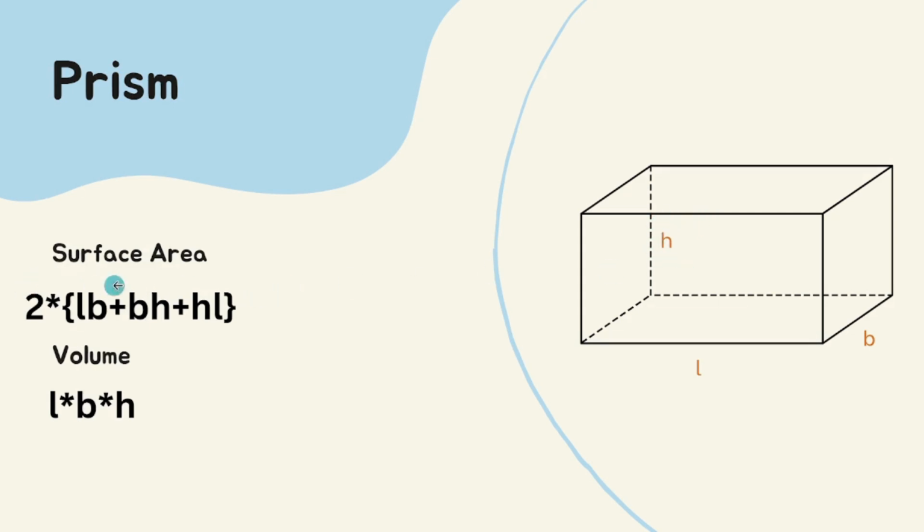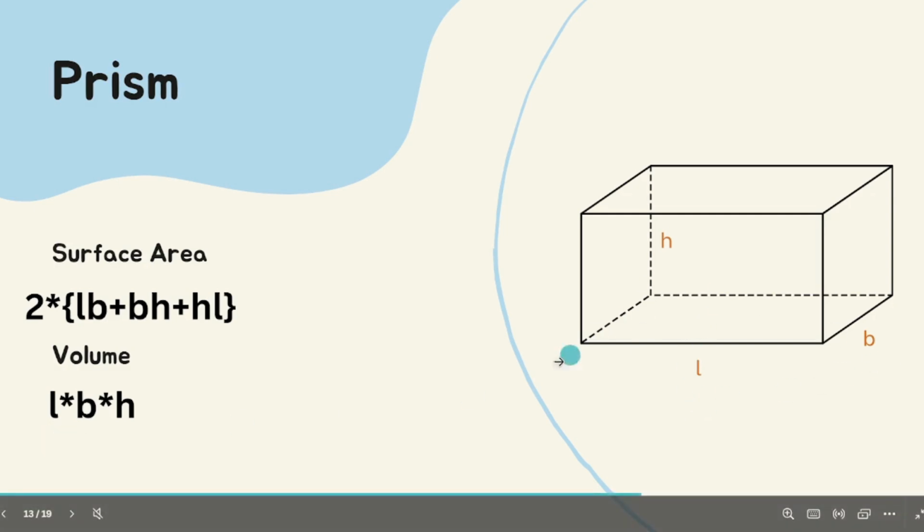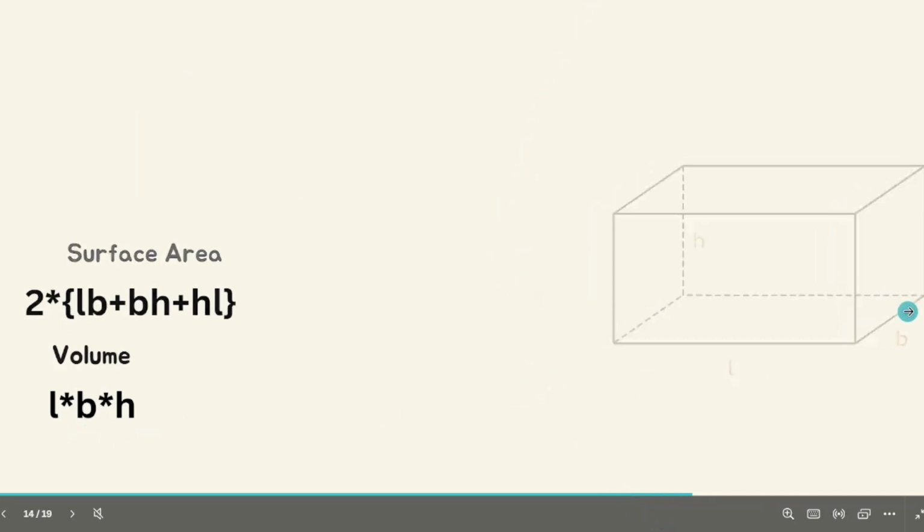Now let's calculate the surface area of the prism, which is equal to 2 multiplied by bracket LB plus BH plus HL. LB means L multiplied by B, BH means B multiplied by H, and HL means H multiplied by L. By simply calculating this formula, we can calculate the total surface area of a prism. Now, the next formula is the volume. How can you calculate the volume of a prism? For that, we just multiply the three different edges, L multiplied by B multiplied by H.